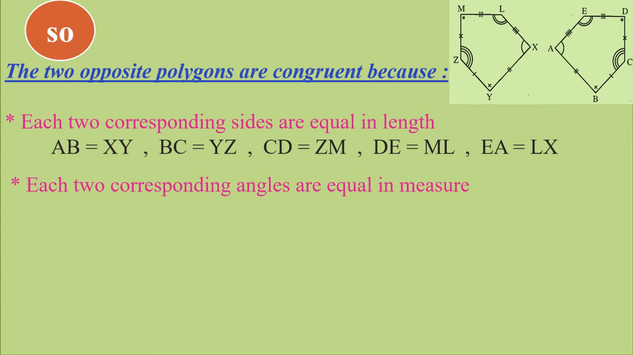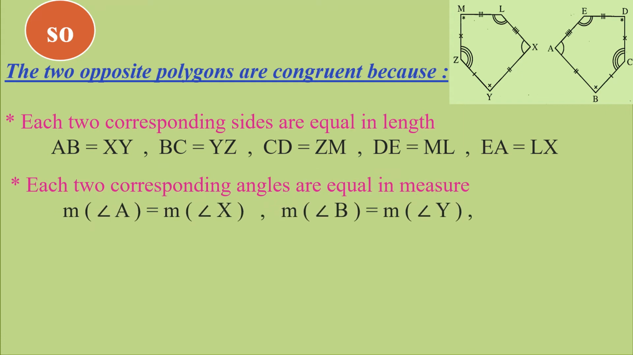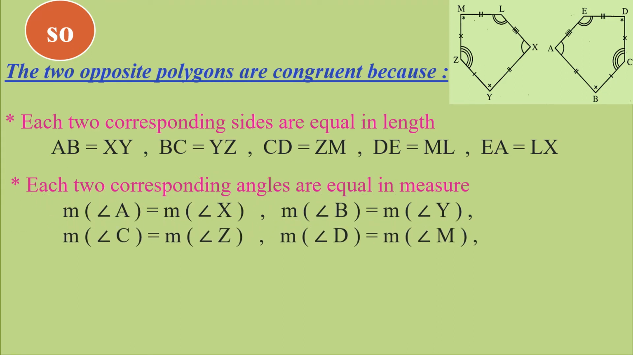And each two corresponding angles are equal in measure. Here, the measure of angle A in the first polygon equals the measure of angle X in the second polygon. Measure of angle B equals the measure of angle Y. Measure of angle C equals the measure of angle Z. Measure of angle D equals the measure of angle M. Measure of angle E equals the measure of angle L.